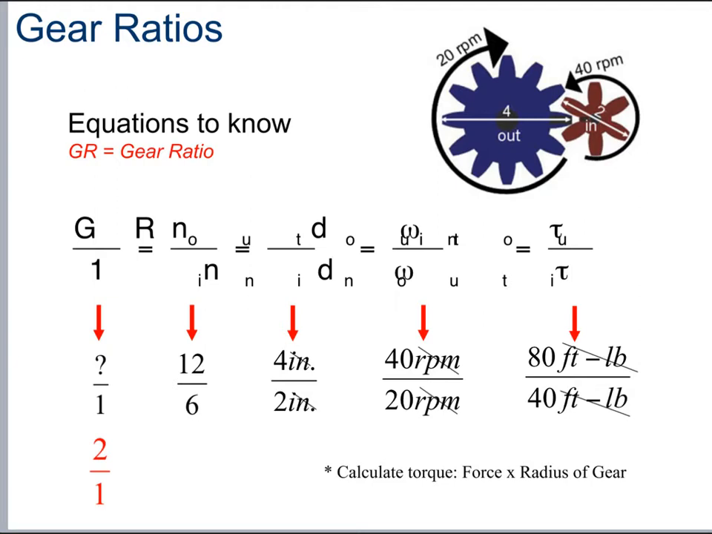The gear ratio can be calculated 4 different ways. First, it can be found by finding the ratio of the number of teeth of the output gear divided by the number of teeth of the input gear. Second, it can be found by finding the ratio of the output gear's diameter to the input gear's diameter. Third, we can look at the ratio of the input gear's angular velocity to the output gear's angular velocity. And fourth, we can look at the ratio of torque from the output gear to the input gear.